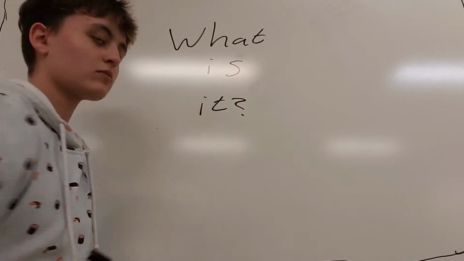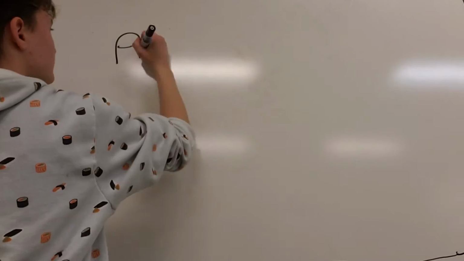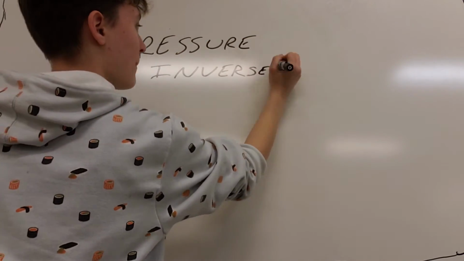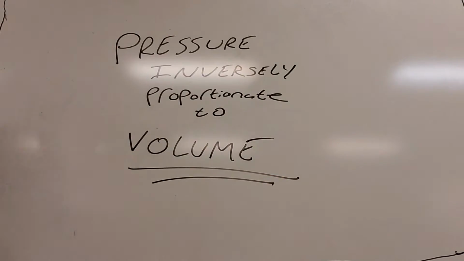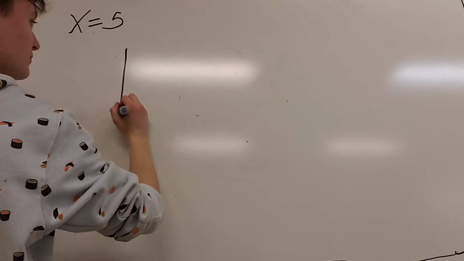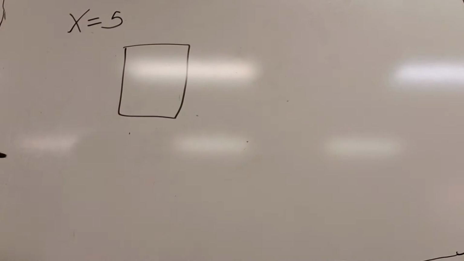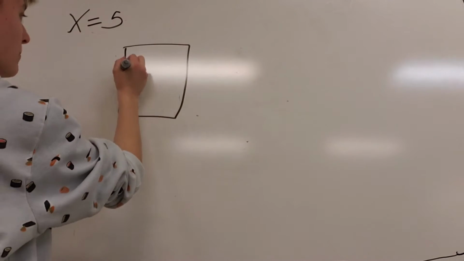So what is Boyle's law? Boyle's law states that at a constant mass and temperature, the pressure of a gas is inversely proportional to the volume of its particles. In other words, when X number of particles are in a small space, there is a higher pressure than when X number of particles are in a big space.